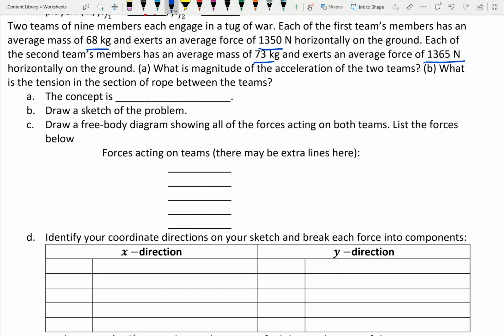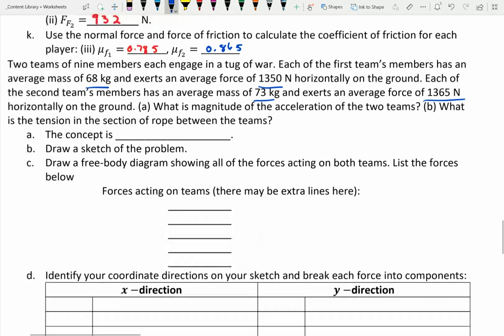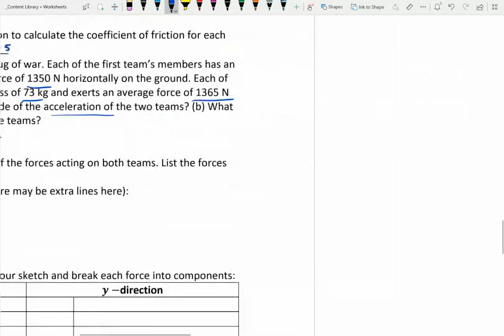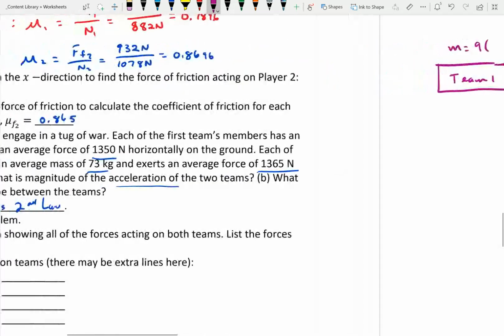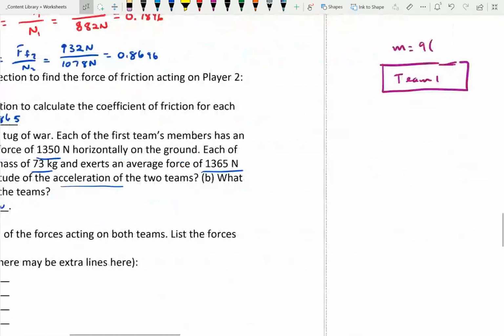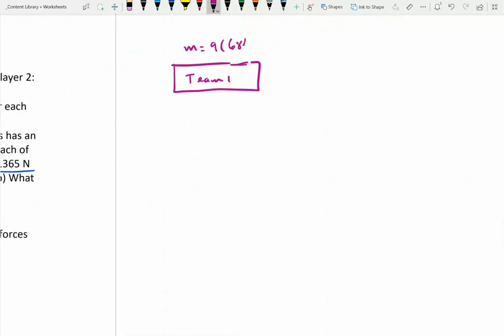So the concept is, I'm going to find acceleration from forces. That's Newton's second law. So draw a sketch of the problem. For my sketch, I'm going to combine all the players into one. So here's team 1. It has 9 players, so the mass is equal to 9 times the average mass of a player on team 1, which was 68 kilograms. And of course, that's mass 1 for team 1.